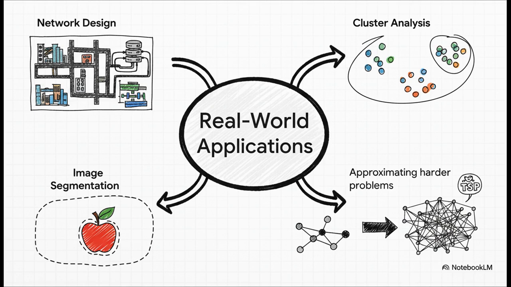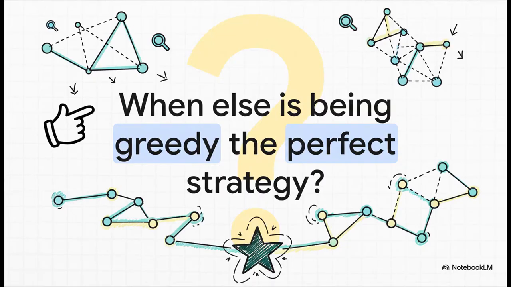But it gets cooler. It shows up in data science for doing something called cluster analysis, basically finding natural groups in your data. It's used in computer vision to help a program separate an object from its background, and it's even used as a starting point to get good enough answers for way harder problems, like the famous traveling salesman problem.